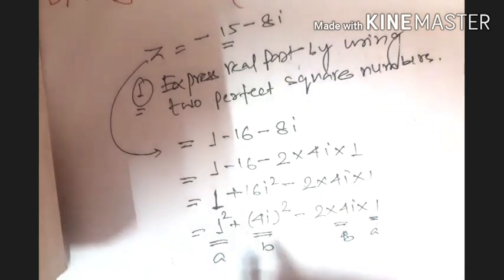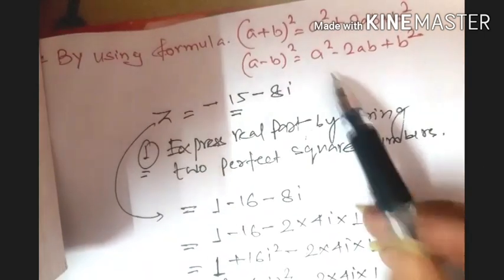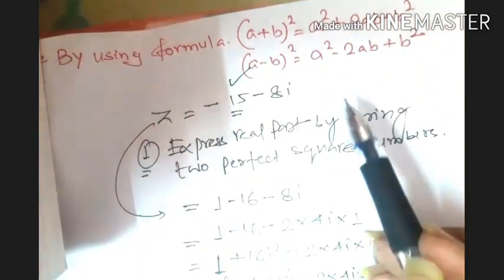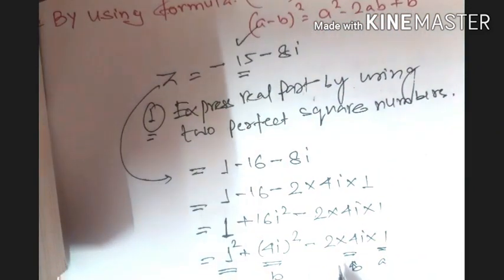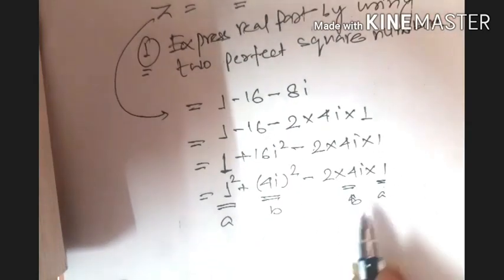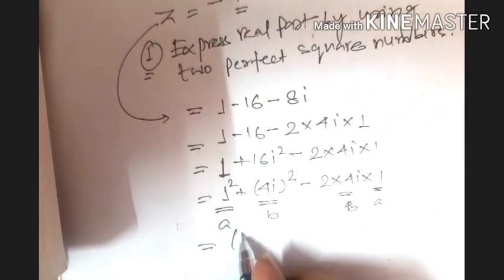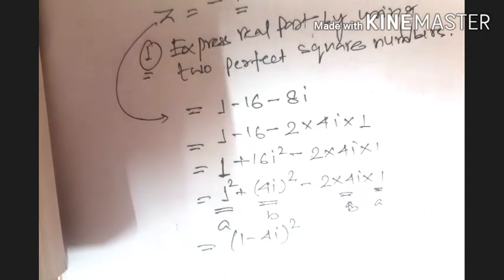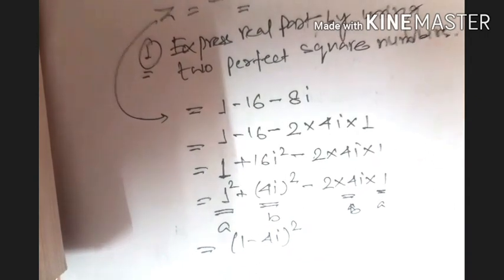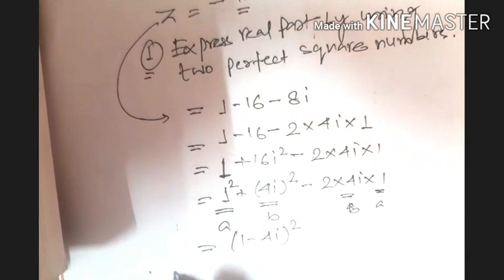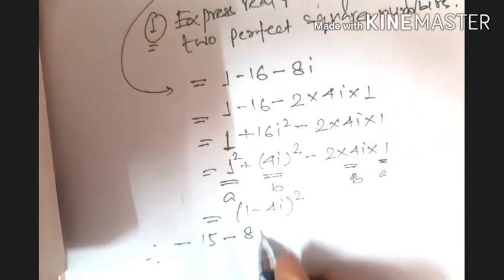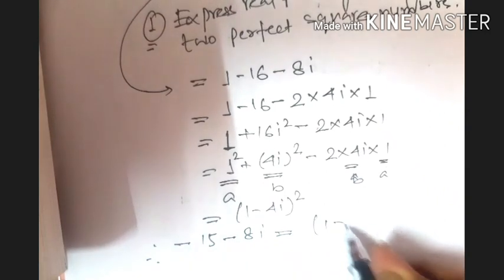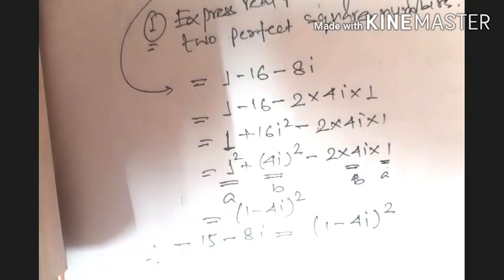So now you can see this formula looks like which formula? The second one, that is a minus b whole square, because here it is minus 2ab, not plus 2ab. So that's why it can be written like this, 1 minus 4i whole square, isn't it? So what we have finally is minus 15 minus 8i equal to 1 minus 4i whole square.